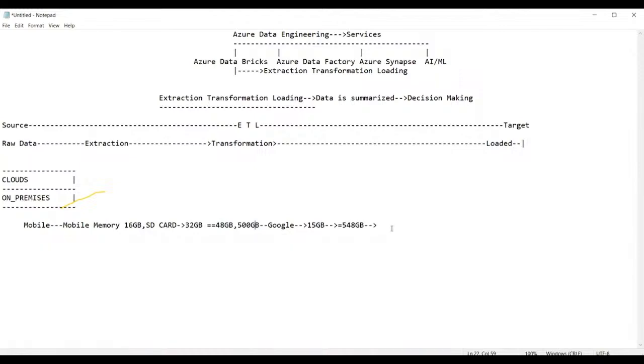Yes, exactly. Very good. So 500 GB you can recollect by just using the synchronize option. You can log in with your mail ID, enter the password, and in the same way you can recollect it. But what about the 48 GB? The 48 GB memory is lost with the mobile phone because this memory is called physical memory. So I cannot recollect it, whereas the data stored on the Google Drive can be recollected.